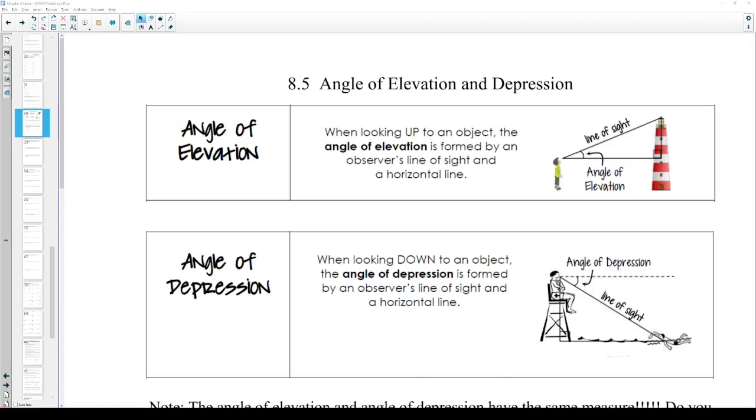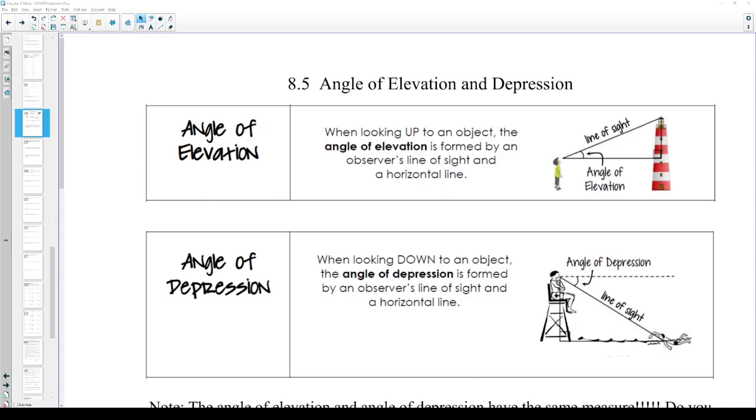All right, our final topic in Chapter 8 is angles of elevation and depression. So an angle of elevation is basically the angle that your eyes make from horizontal when you're looking up at an object. So if you ever look up at something, that would be angle of elevation. If you're ever above something looking down at it, you would have an angle of depression.